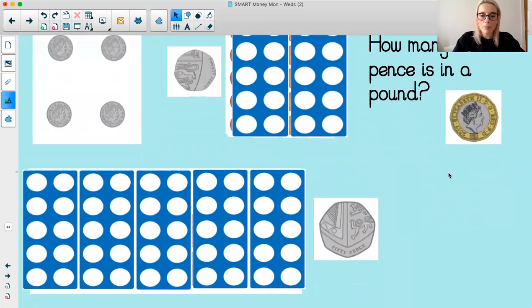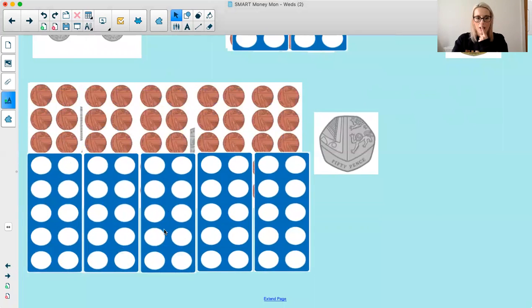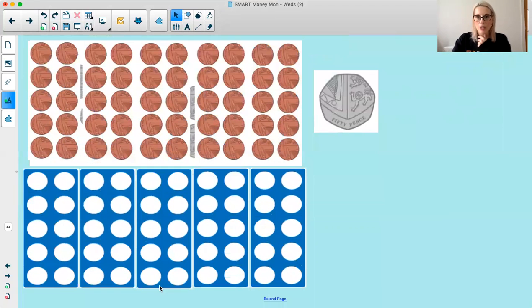Well done. Right, 50p. Oh, it's getting big now. So I've got five 10 plates to make my 50p. So what do you think could be behind here? Following the pattern, that's right, we could have 51 pennies, 51 pence. Now, if you were carrying around 51 pennies, that would get quite heavy in your pocket. So there are other ways we can make 50p.